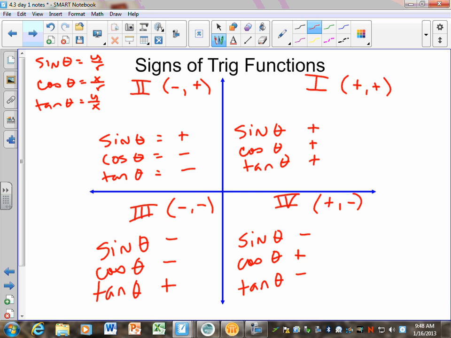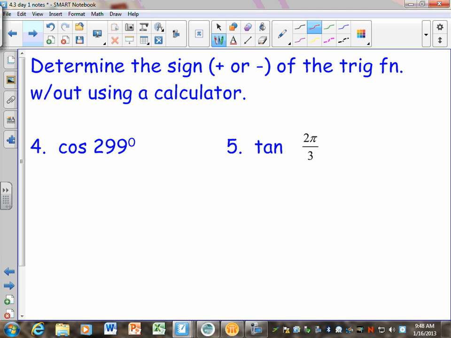Is there a need to memorize this? No, because if you know the sign of x and y, the sign as in plus or minus, you should be able to know this. But I just wanted to kind of give this to you. On your homework today, what are you going to do with this? You're going to answer questions like this.